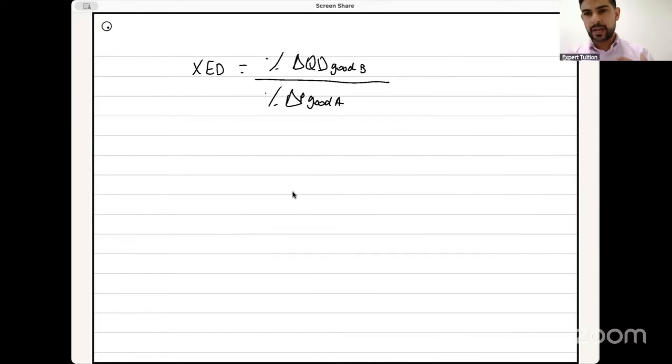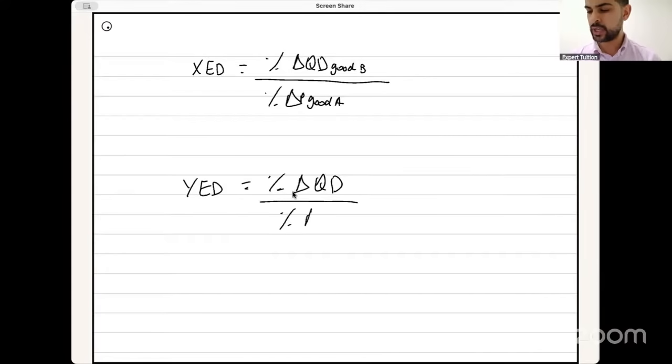Now, how else can I fix this? How else can I basically deal with this? The other way I can look at it is through YED. Because what does YED tell me? So YED, just a quick revision, and we are going to do elasticities properly, is the percentage change in quantity demanded over the percentage change in income.